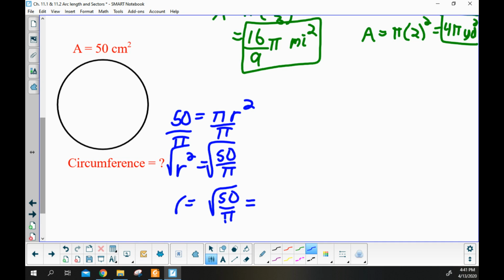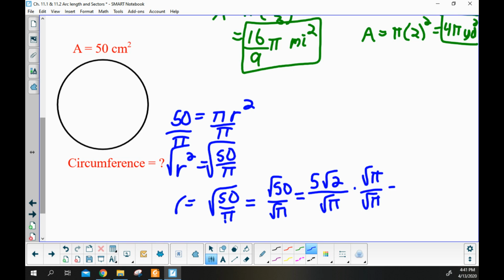So square root of 50 over pi, that is basically the square root of 50 over the square root of pi. If you remember from your algebra days, we can split that up. And then 50, take out 25 and 2, which ends up being 5 root 2, because square root of 25 is 5, over square root of pi. And then we got to rationalize. So we multiply both top and bottom by the square root of pi. And we get 5 times the square root of 2 pi over pi.